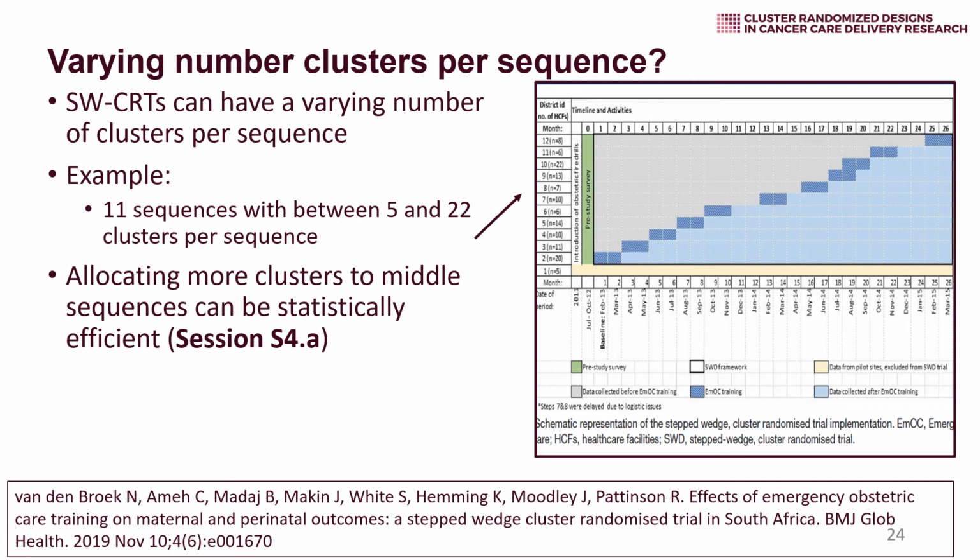We can also have a varying number of clusters allocated to each of our sequences. It's often not the case that the number of clusters in our design will be a nice even multiple of the number of sequences. So in this example here, we see that there are 11 sequences, and there are between 5 and 22 clusters allocated to each of the different sequences.